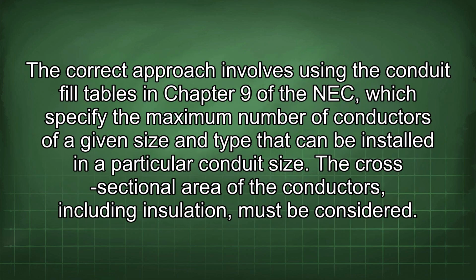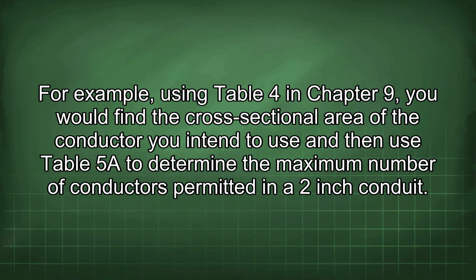The correct approach involves using the conduit fill tables in Chapter 9 of the NEC, which specify the maximum number of conductors of a given size and type that can be installed in a particular conduit size. The cross-sectional area of the conductors, including insulation, must be considered. For example, using Table 4 in Chapter 9, you would find the cross-sectional area of the conductor you intend to use and then use Table 5 to determine the maximum number of conductors permitted in a 2-inch conduit.